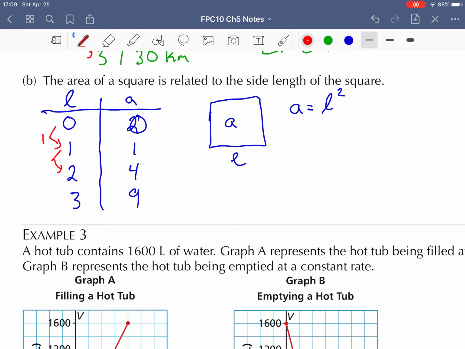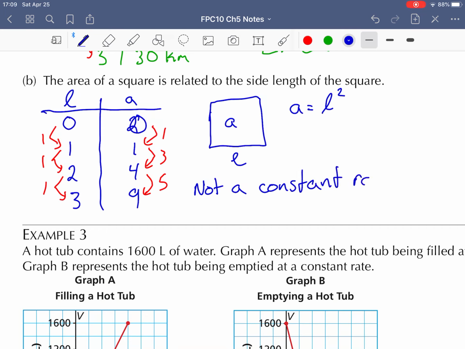When we look at this, we're going up by 1 each time. When we look here, we're going up by 1, by 3, by 5. This is not a constant rate of change. This is a curved function. It's a square function, and so it is not linear.